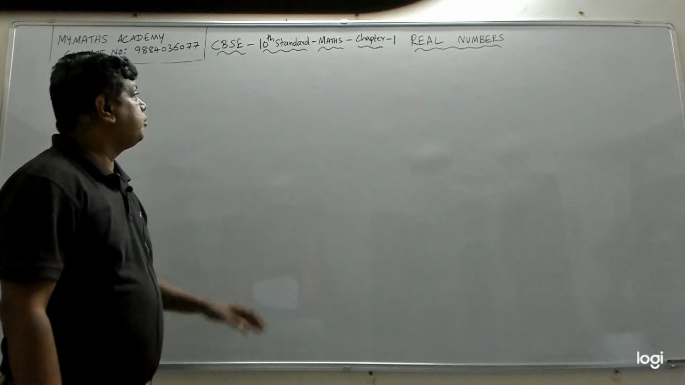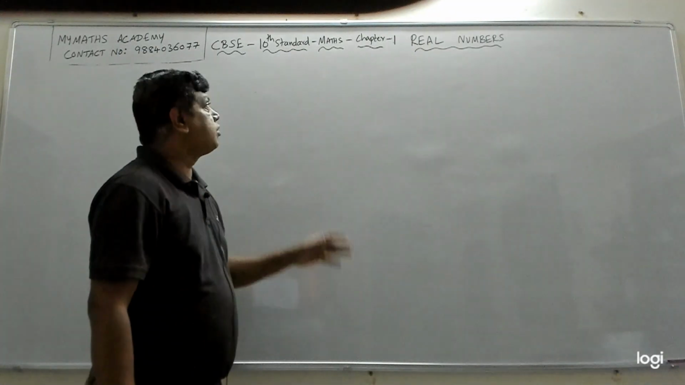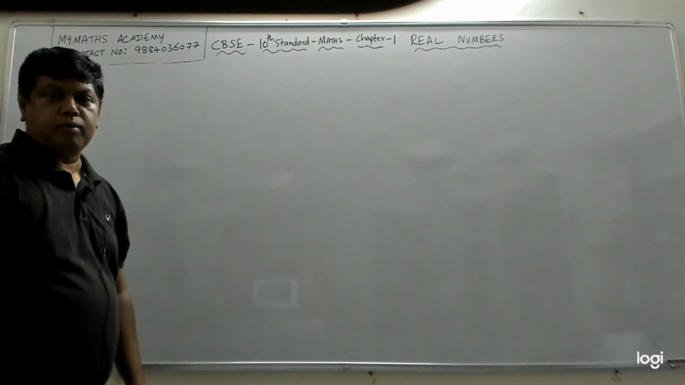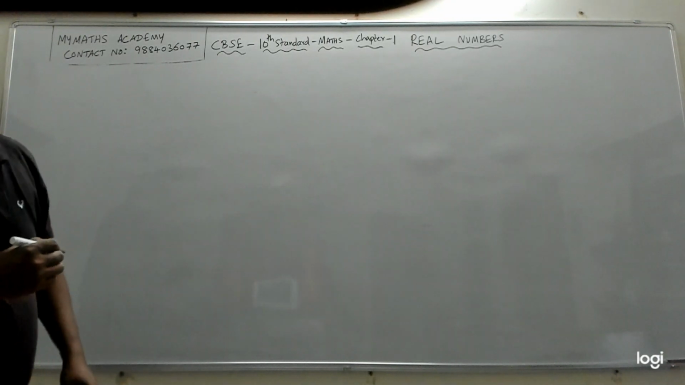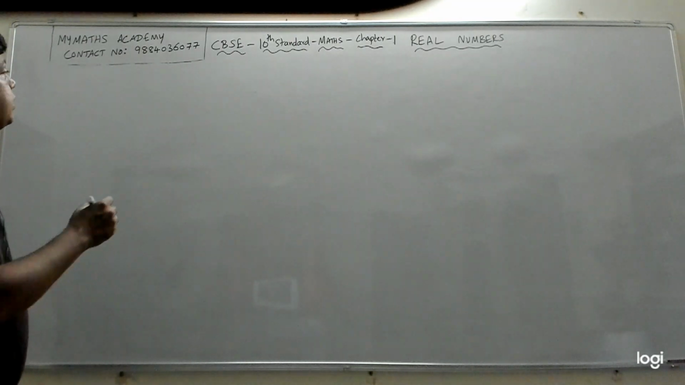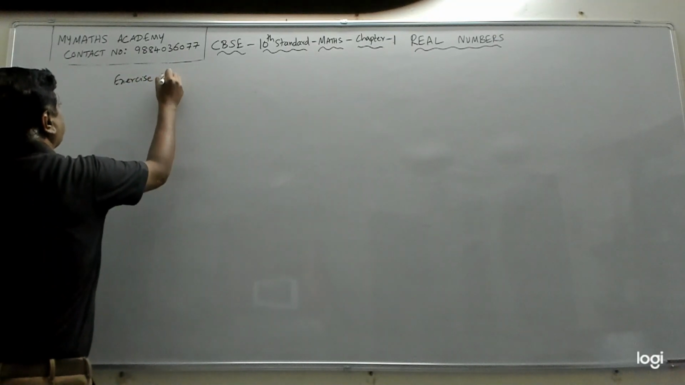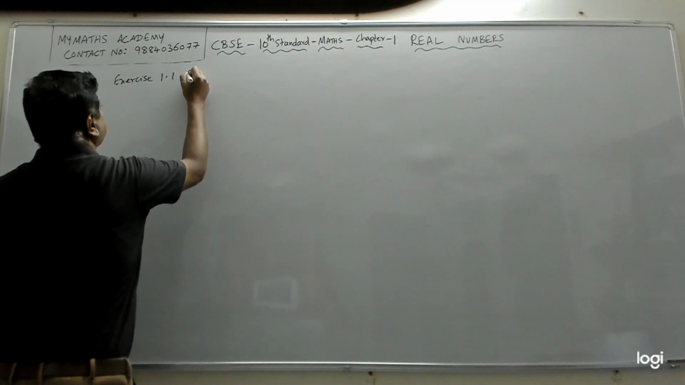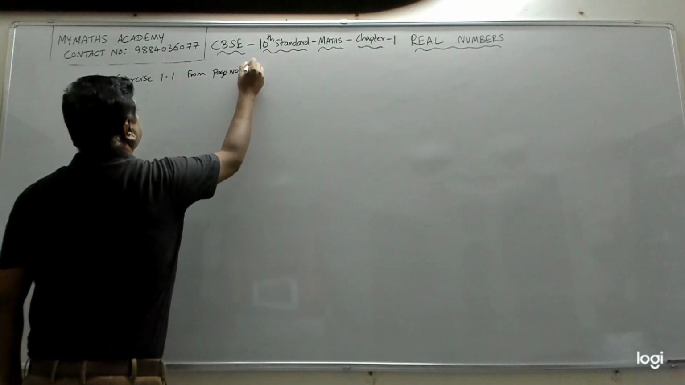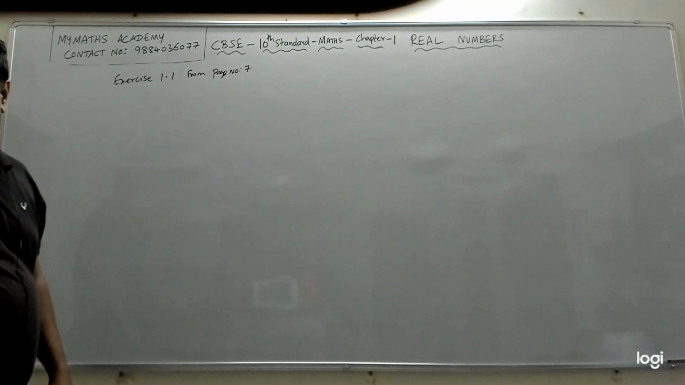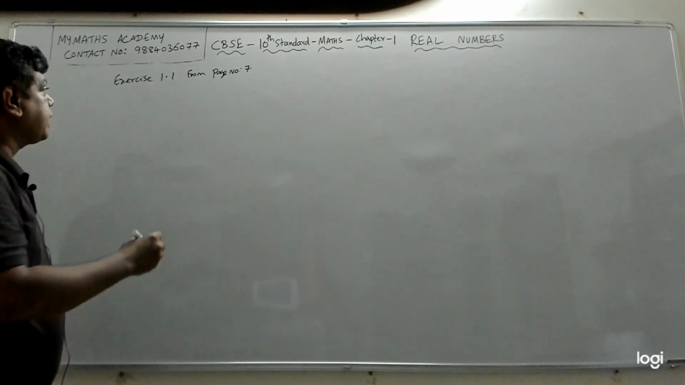In this video, we will continue with chapter 1, which is real numbers from 10th standard CBSE mathematics. We'll continue from exercise 1.1 on page number 7 in your textbook. In the last video we did till the first problem. We'll start with the second problem.